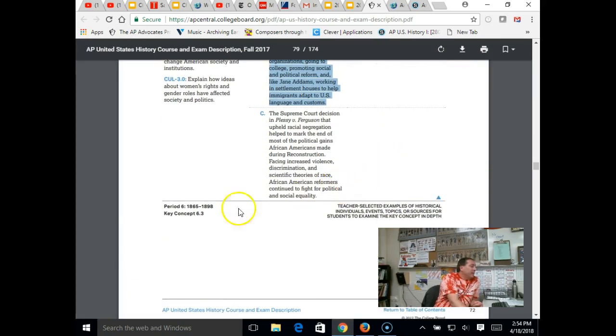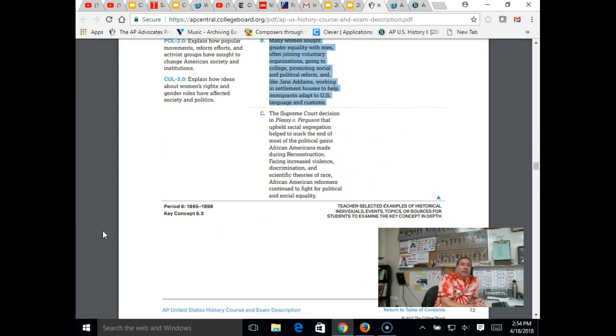For letter D, they also want to be able to speak intelligently about the African American experience from 1865 to 1900. And specifically, we've already covered that in the last period when we talked about Reconstruction. So the failure of Reconstruction in 1877 is going to then establish the idea of black codes, Jim Crow laws, segregation, sharecropping, lynchings. So you've got all these negative elements that are taking place. Eventually, that gets cemented in the 1890s with Plessy versus Ferguson and the concept of separate but equal. African Americans are facing increased violence, discrimination, scientific theories about the inferiority of African Americans, but they mention African American reformers continue to fight for political and social equality during this time period.